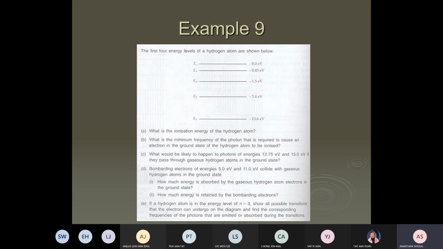So try to understand the difference. A photon is either taken entirely or not taken at all. But with an incoming colliding electron, the orbital electron can take as much as it needs to jump.